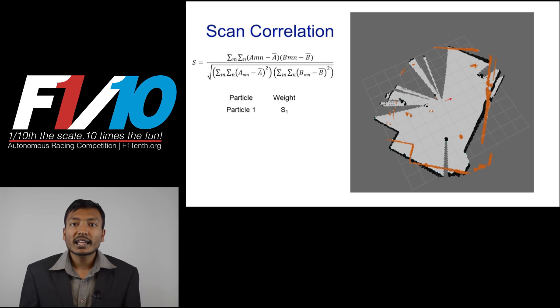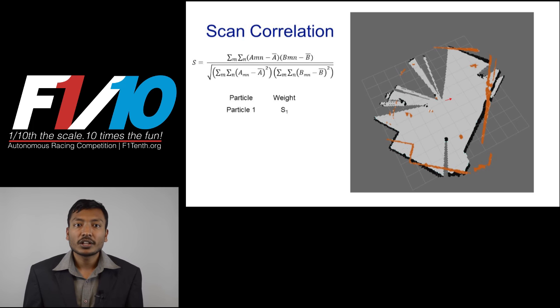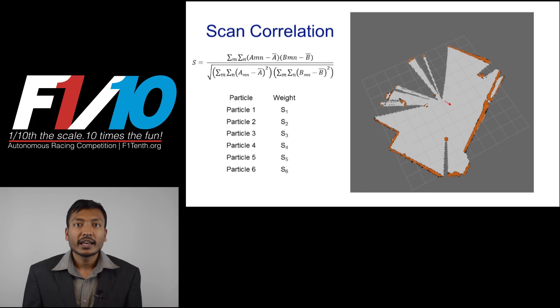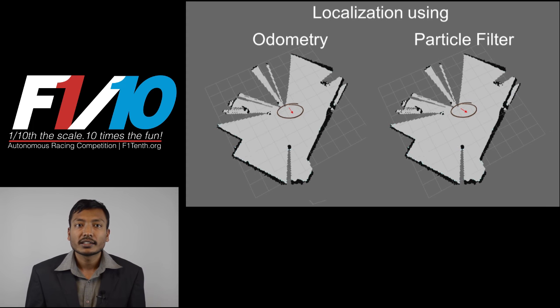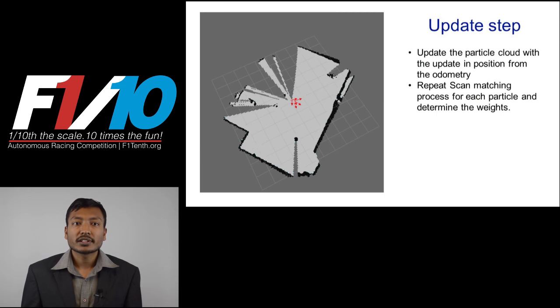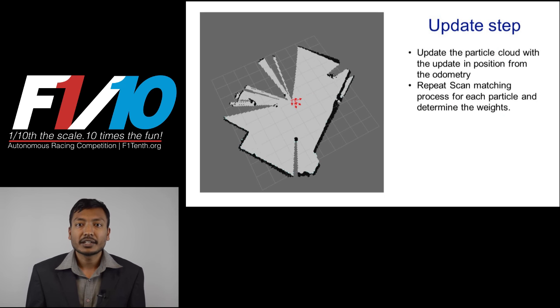The particle that aligns well with the map has a very high correlation score compared to others. In this case, particle 6 has a very high correlation score, and this particle with the maximum weight is chosen as the pose of the robot of the current state. Hence, the drift in the pose of the odometry seen in the image on the left is corrected by the particle filter in the image on the right. We repeat this process of correlation for each sensor update.